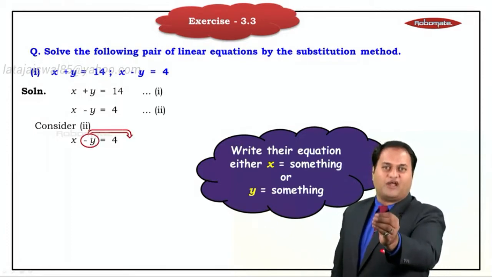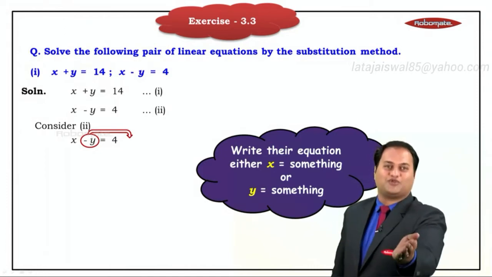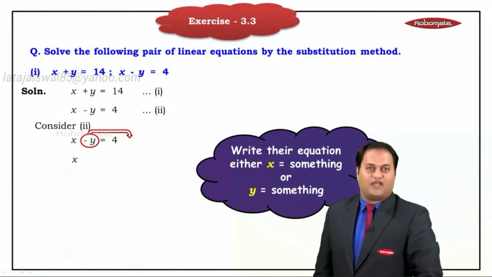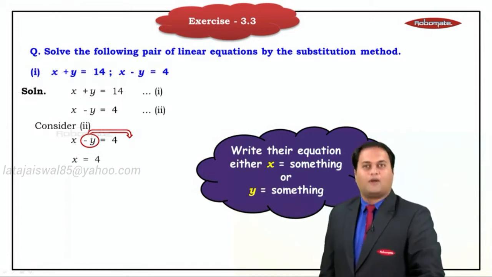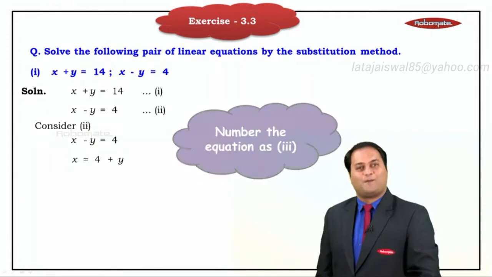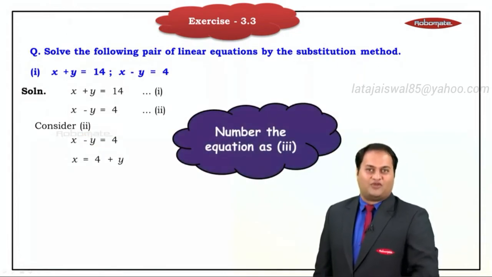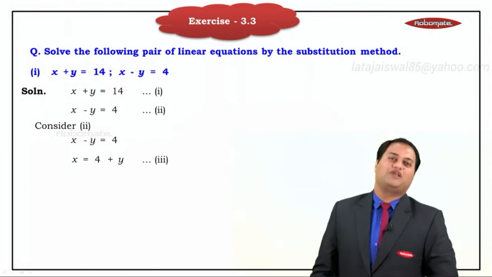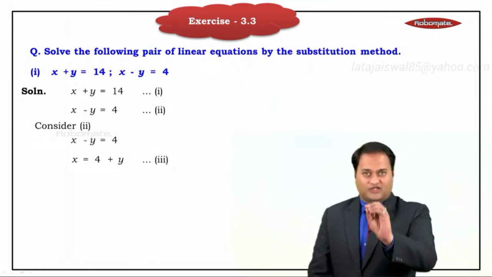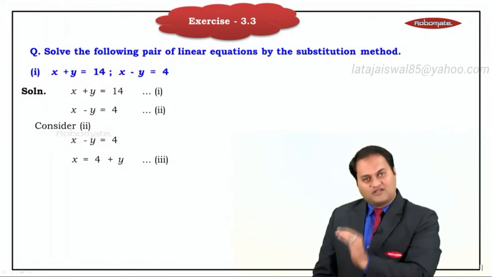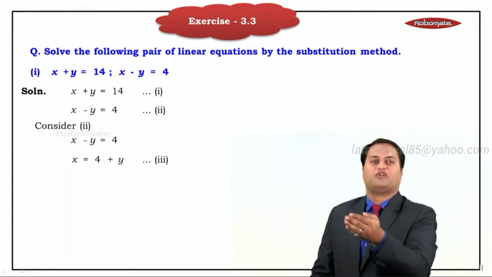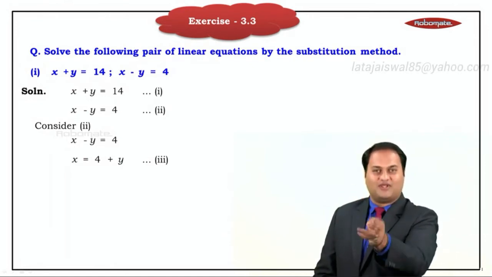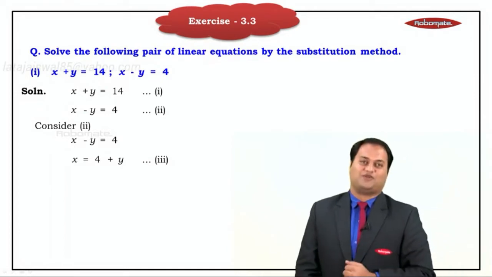Here it is better to shift y to the other side because it is minus y. When it goes to the other side, it becomes plus y, right? So when we shift y to the other side, we get x is equal to 4, minus y goes to the other side, it becomes plus y. And you get the equation in the form of x is equal to something, which you should number as equation number 3. Right? So first thing, we numbered both the equations. Consider a simpler equation. Shift one of the variables to the other side. Write it in the form of either x is equal to something or y is equal to something, and number that equation as equation number 3.